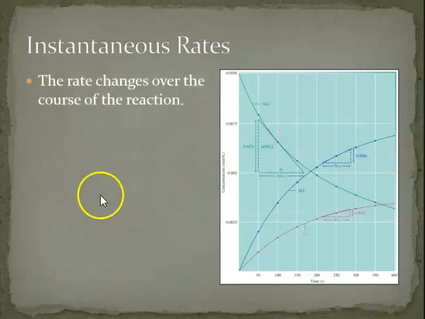I showed you earlier this picture, right? So this shows you the concentration of our NO2 as it's making NO and O2. As this is breaking down, it's a decomposition reaction. It starts off up here, and then the concentration drops. So as this is disappearing, it's becoming this and this. So this is being consumed, so our concentration is getting less and less.